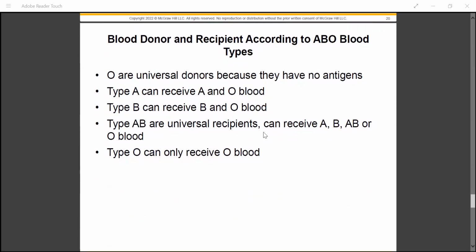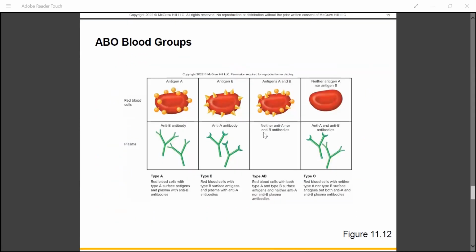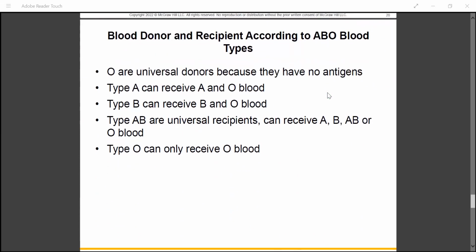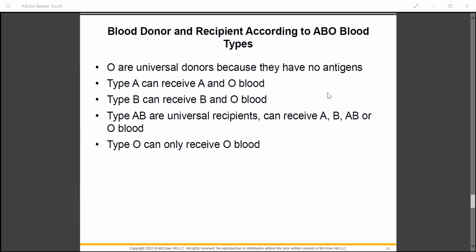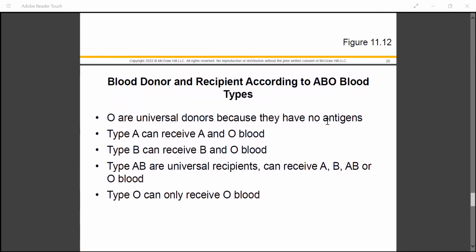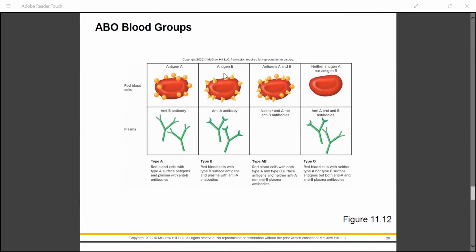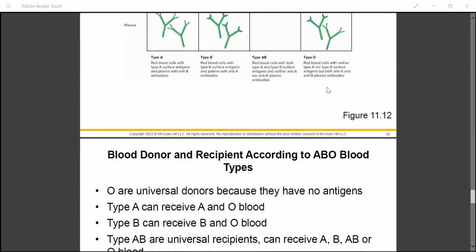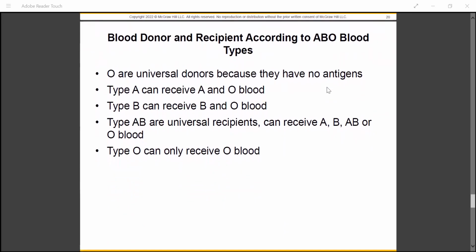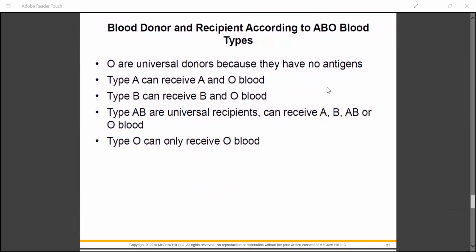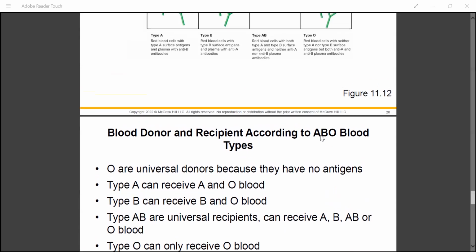So type A can receive A and O. Of course it can receive type A, that's what they already have, and they can receive our universal, type O. Type B, same concept, they can receive B and O. Of course they can receive more B with their spikes, or they can receive O that has nothing on the surface. AB, you're lucky, you're the universal recipient. You can get AB, or O.